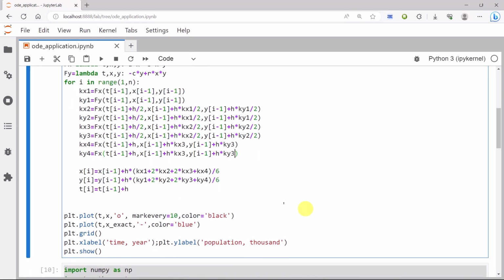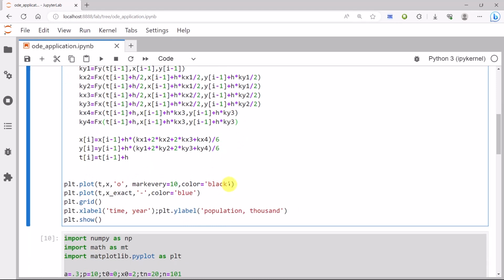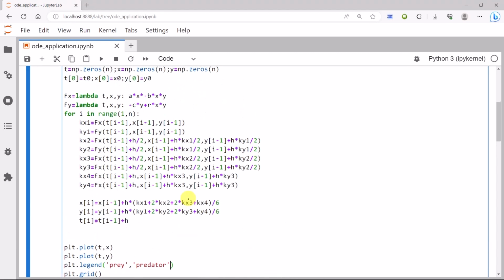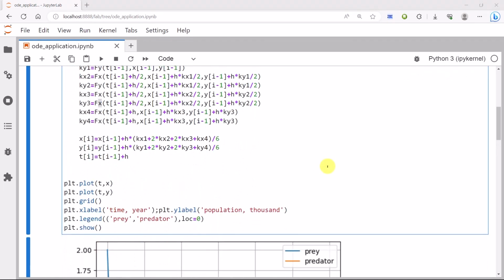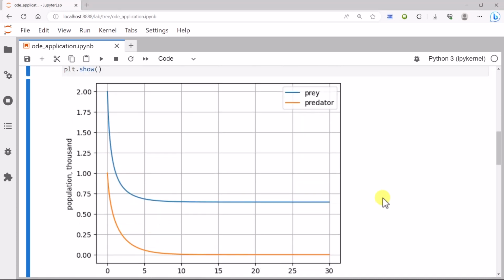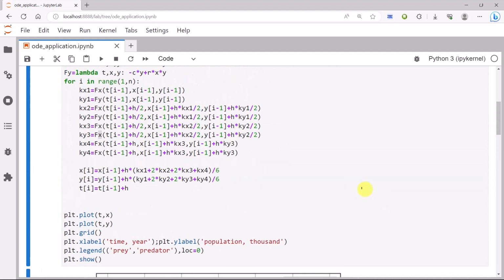Okay, so I'll just put this plot as plot tx and plot. And we have to give a legend here. So I have given prey and predator as legend, because x is the prey and y is the predator. So let's see what it gives. Okay, so we have corrected the legend, but we made a mistake here. This is not the correct plot. So let's see what we did here.